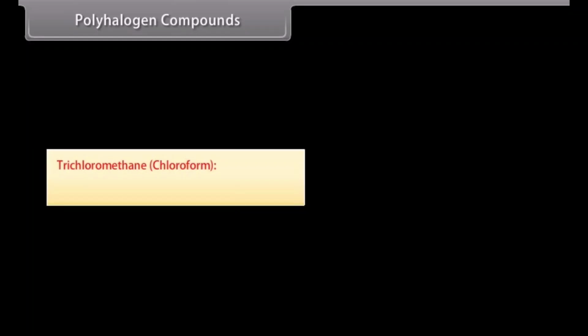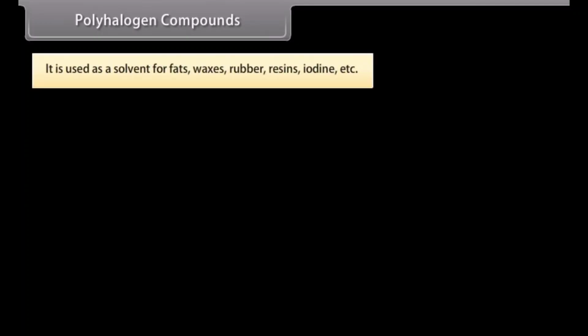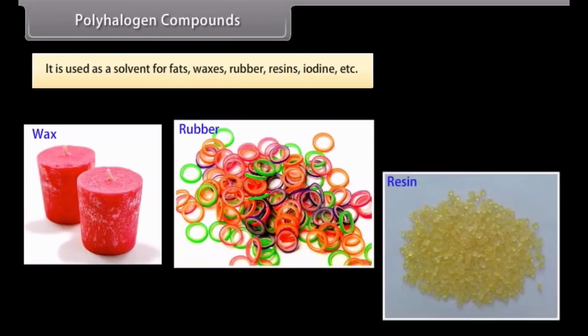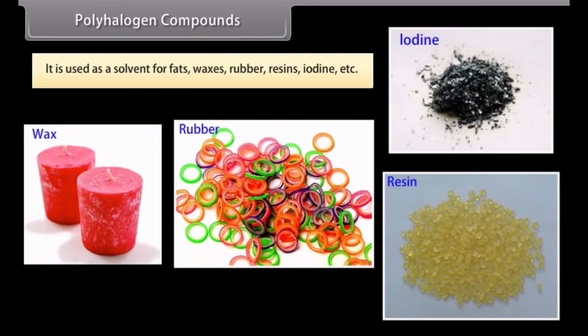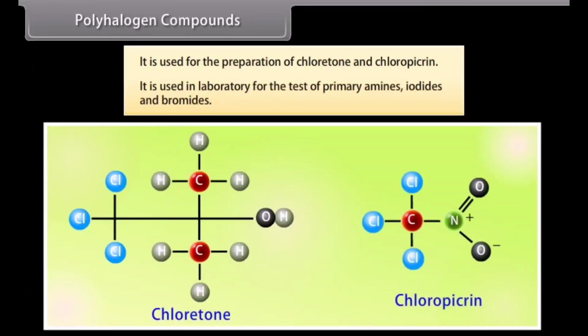Trichloromethane, chloroform. It is a colorless, sweetly fragranced liquid. It is used as a solvent for fats, waxes, rubber, resins, iodine, etc. It is used for the preparation of chloretone and chloropicrin. It is used in the laboratory for the test of primary amines, iodides and bromides.